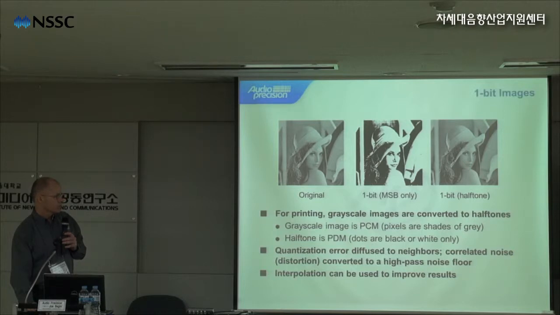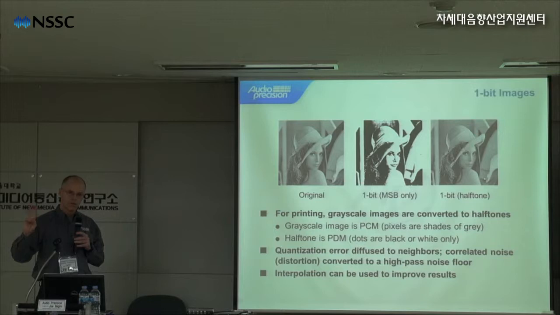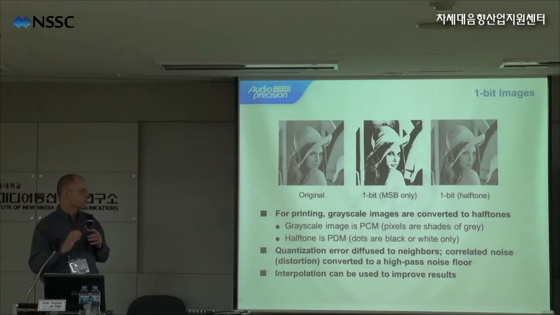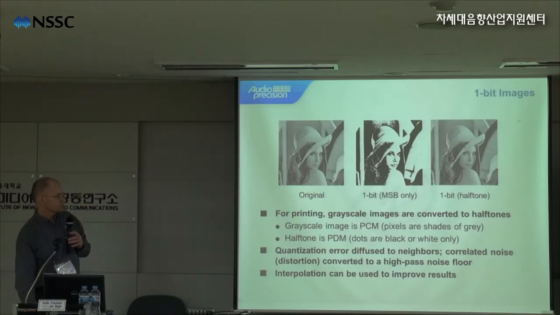But a technique that's used in printing is to use what's called halftone. So you still have a 1-bit system. It's either black dot or white dot, but they vary the intensity by moving the density of the pixels on the image. And you can come up with a system that looks very close to the original grayscale image. So this is a similar concept to how the audio works in PDM.